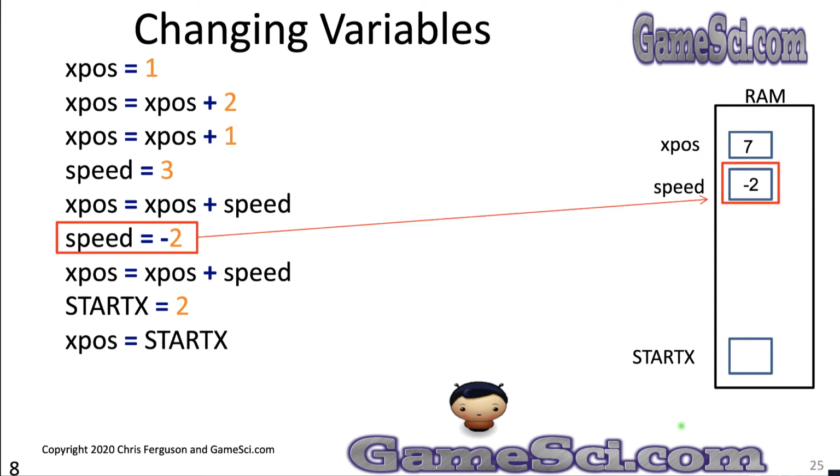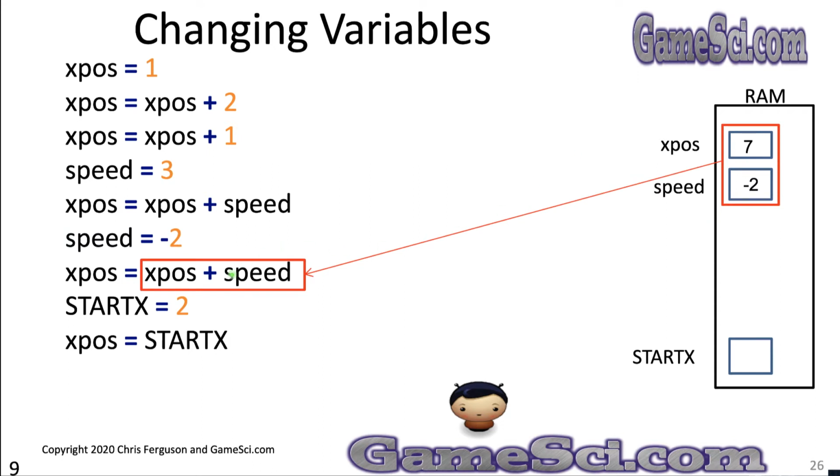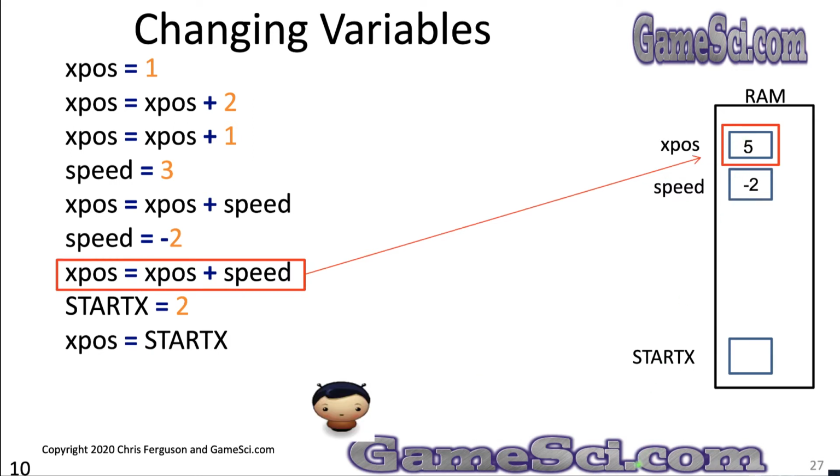I'm going to set speed equal to -2 and store -2 here in the speed variable. And this time, when I say x position plus speed, I'm adding -2 to it. So I'm doing 7 plus -2, and guess what's going to happen? I'm going to move my character the opposite direction.